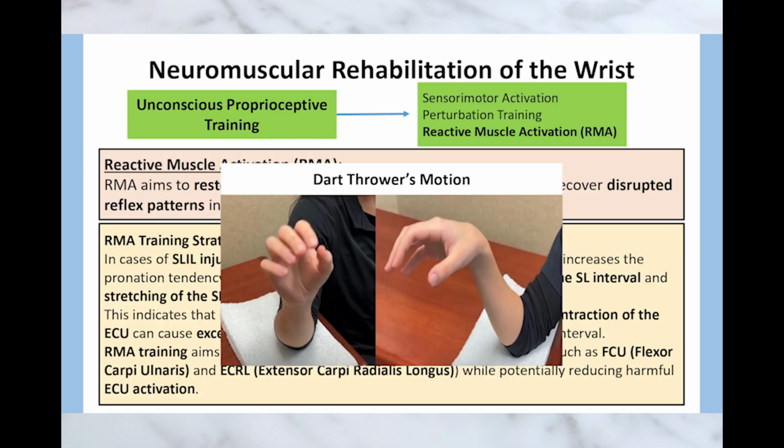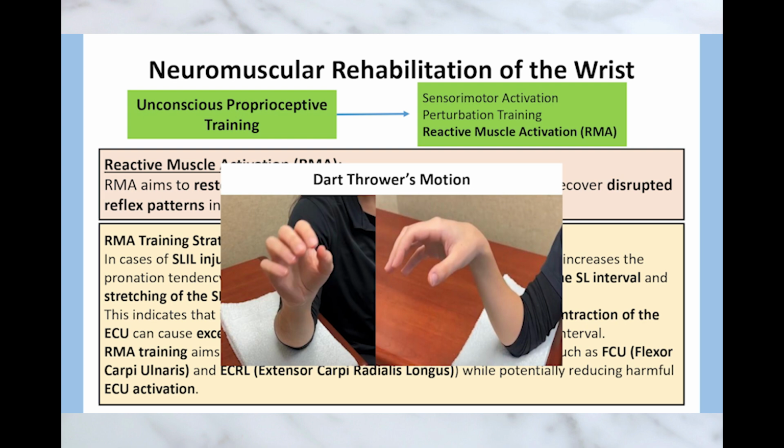What about techniques that specifically target that unconscious reflexive control? That's where unconscious training comes in. So things like reactive muscle activation, RMA, which is all about improving those fast automatic responses. For example, for someone with an SLIL injury, they might focus on reducing activity in the extensor carpi ulnaris muscle, ECU, which can make the instability worse, while strengthening the flexor carpi ulnaris, FCU, and the extensor carpi radialis longus, ECRL. Those help to stabilize the scaphoid.